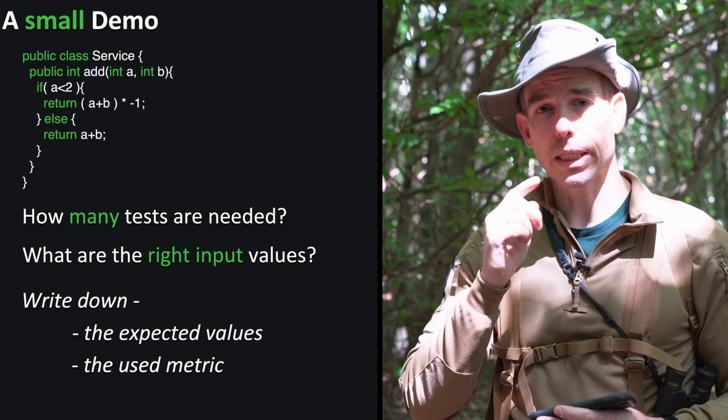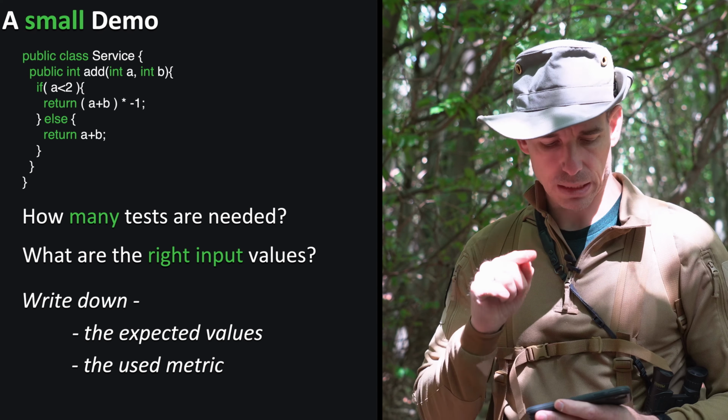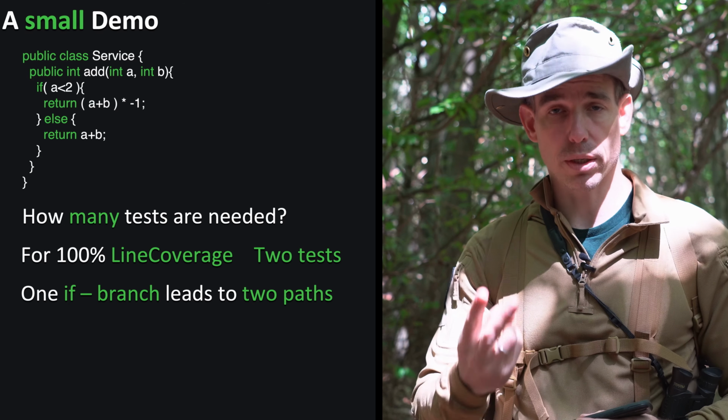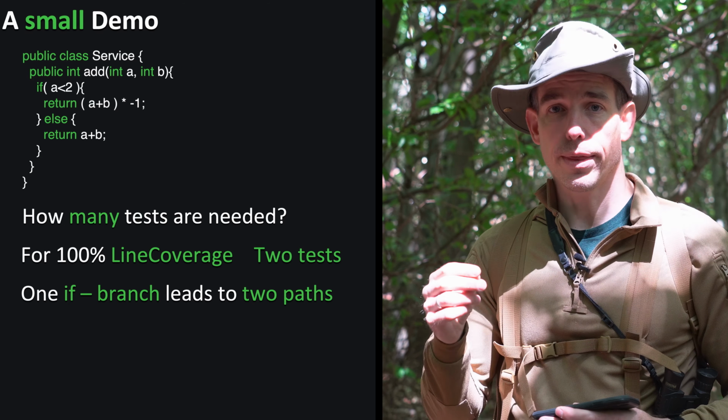So back to the example we had in the beginning. How many tests do we need and what is a good input value? This is the main thing. If you're looking at line coverage, then you need exactly 2 tests. Why? You have an if and an else, so you have 2 paths, and for 2 paths you need two tests. It means the amount of paths in your program is the minimum amount of tests you need. If you have less, something is bad. If you have more, then there is only the question how much more.